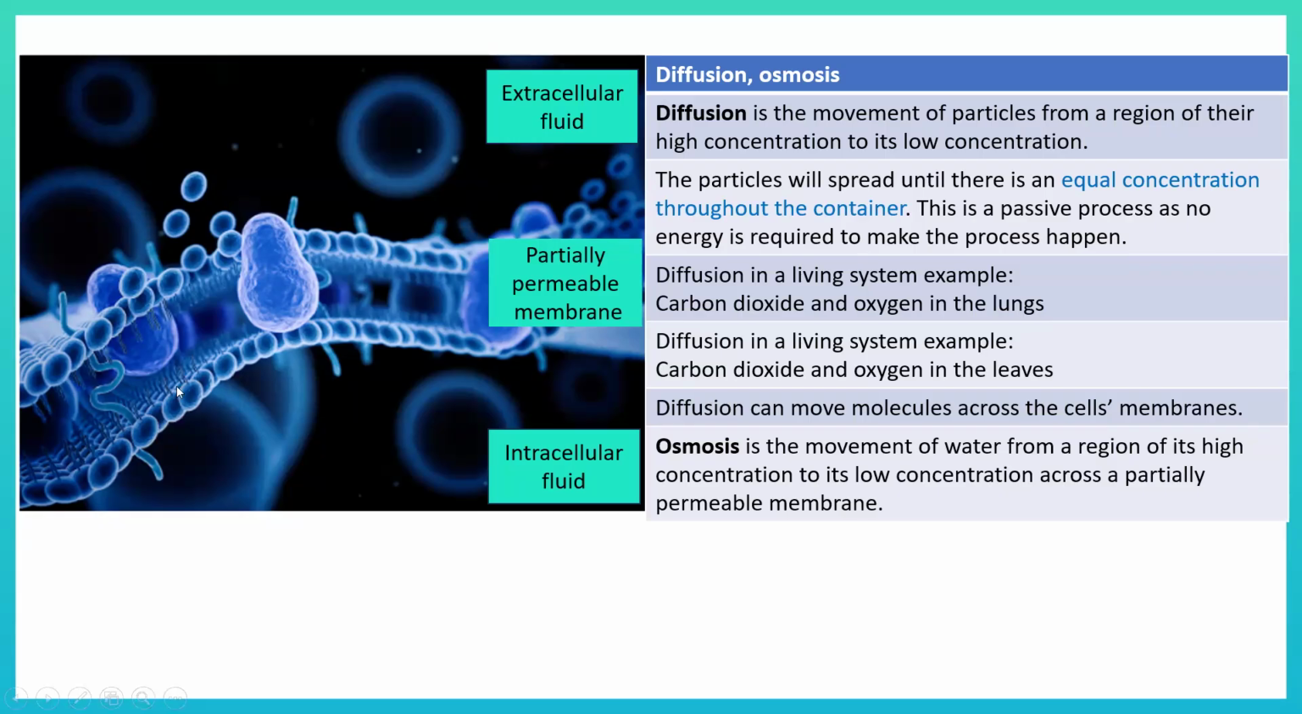And we've got a partially permeable membrane here. What do we mean by partially permeable? Well, all it means is some stuff can get across, some stuff can't. Think of a sieve or a colander that you use when you're cooking. Those are partially permeable. Water can get through, pasta, rice, whatever can't. So it's small enough for some very small things to get through.